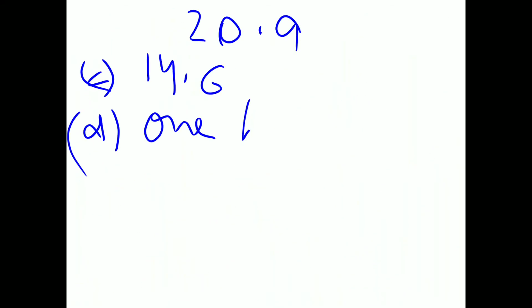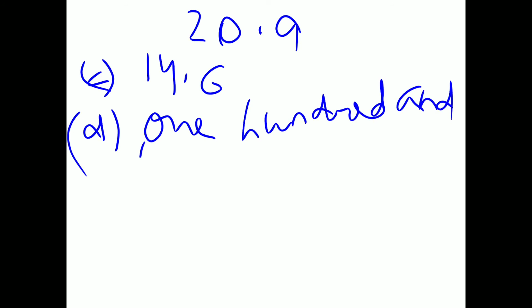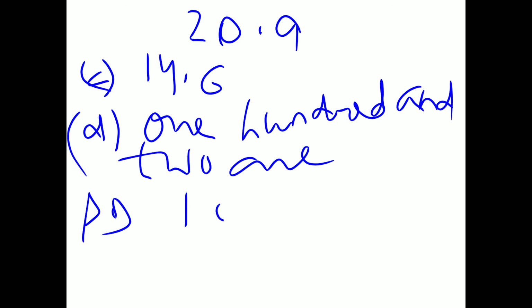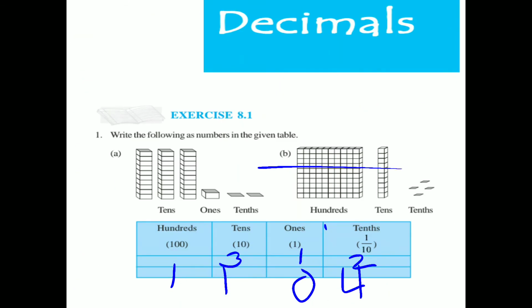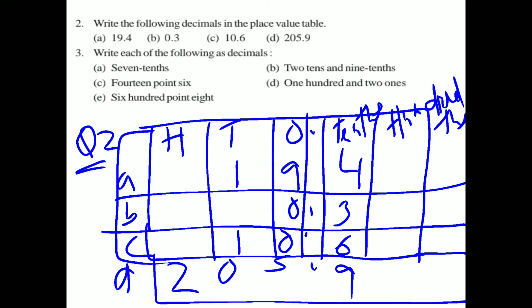100 and 2 ones. How can I write? 100 means 100 plus 2 ones. 2 ones means 2 into 1. 100 plus 2. 2 ones are 2. So answer will be 102. Clear? Now we do after D part, E part.